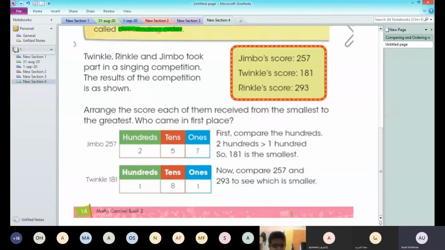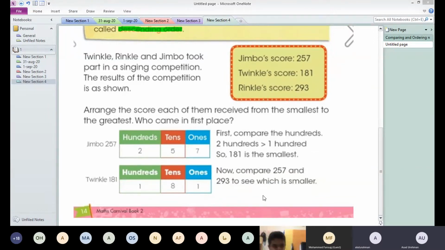Okay, I want to ask if anybody has any questions. Do you have any problem? Do you understand what I tell you? Do you understand now how to arrange from greatest to smallest? Very good. Mom showed me yesterday.